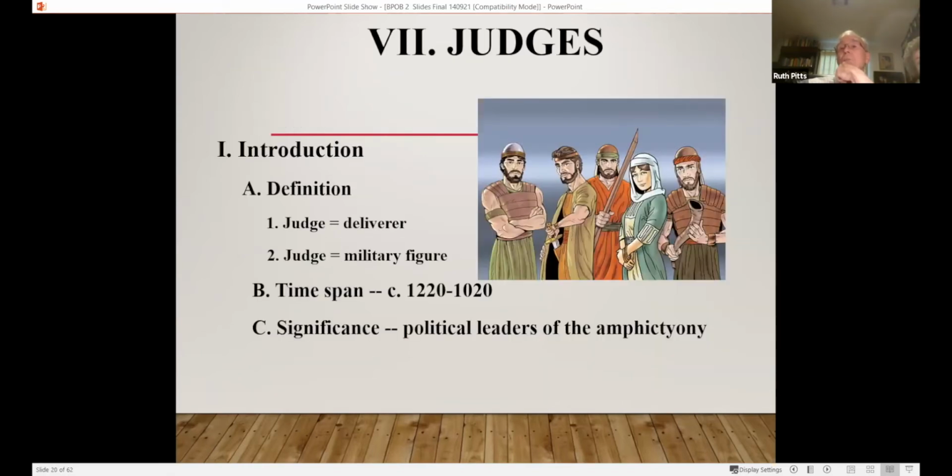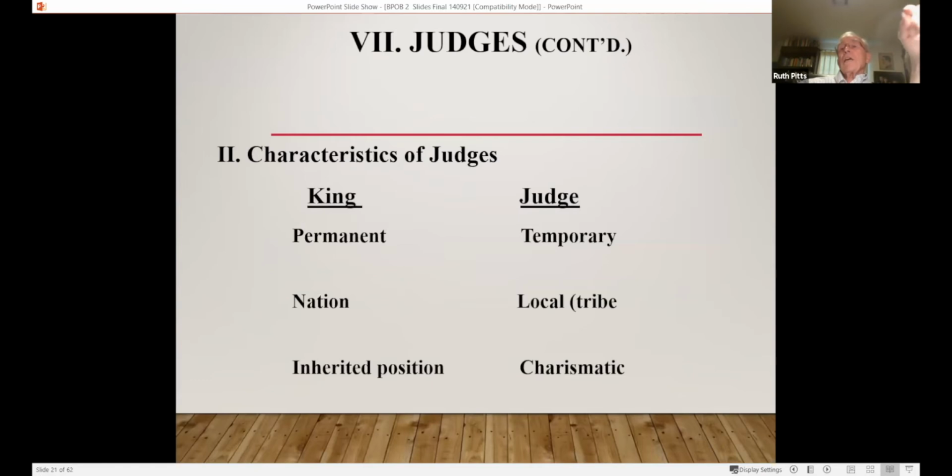Now, the judges are not the guys who sit in a court to make a distinction about justice, fairness, penalties, punishments, and so forth. But these are military figures who deliver the Hebrew people from difficult situations. Again, there's our time span. They are the political leaders of what we've just described as the Amphictyony. Okay, let's move on. So a king rules because of inheritance, and until he or she dies, king or queen, rules the whole nation.